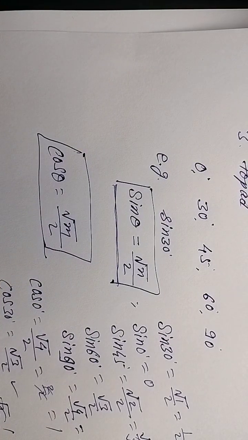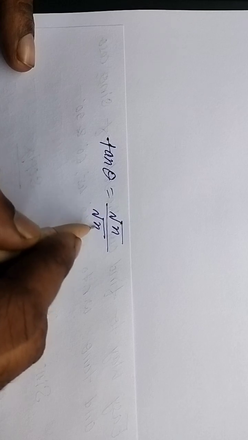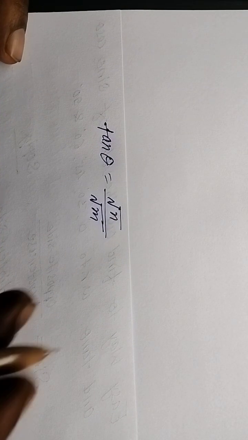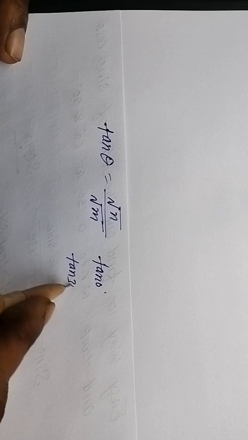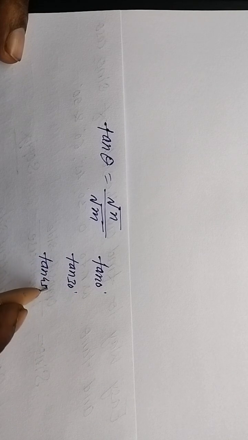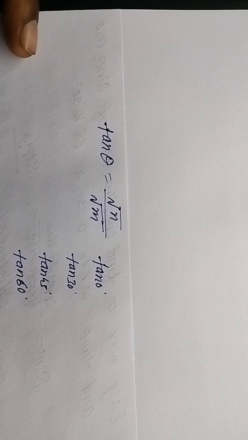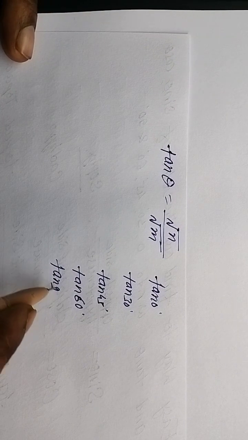Okay. Now for tan theta, I have made a formula for tan theta, that is tan theta is equal to under root n upon under root m. Value of n upon m. Now we will find sequentially tan 0, tan 30, tan 45, tan 60 and tan 90 degree. Okay.